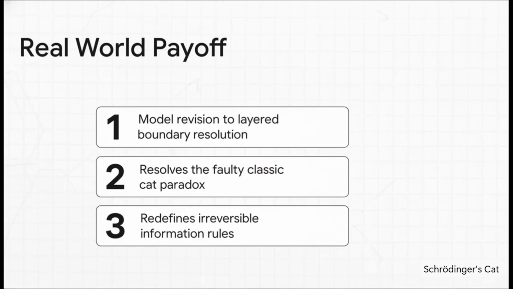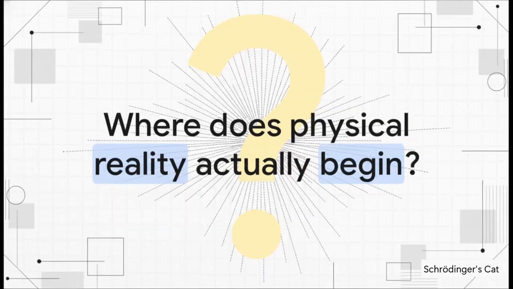Second, it completely resolves that faulty understanding of our classic cat paradox. The cat, for sure, is not sitting around waiting on us to look. And third, it totally redefines how isolated systems register irreversible information. It literally changes the foundational rules of how we view cause and effect in the quantum world. A real game changer. All of this builds to one overarching, incredibly profound question. If superposition has boundaries, where does our physical reality actually begin? It's wild to think about, right?